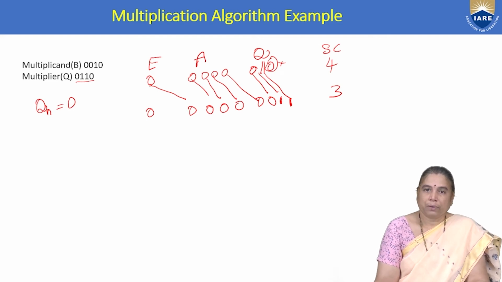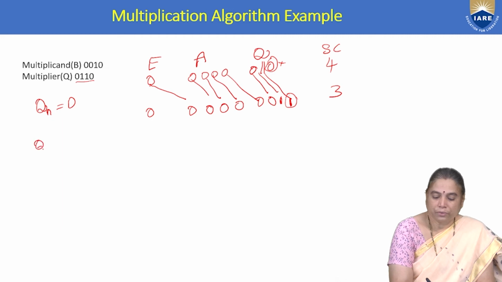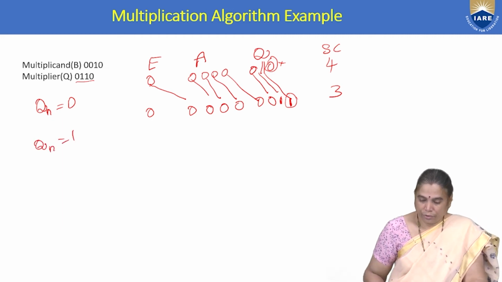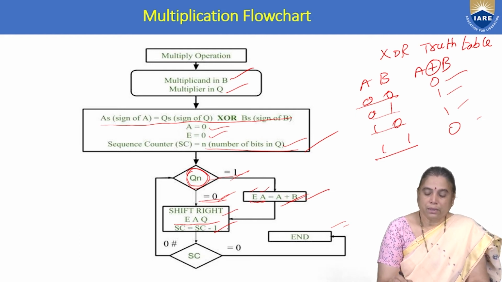Next, we have to compare the next Q1 bit. So this is the Qn bit. So Qn is equal to 1 here in the next step. In case of Qn is 1, what we have to do? Qn value is 1 means then the A plus B operation can be performed. Later on the shift right operation is performed and decrement the counter value.